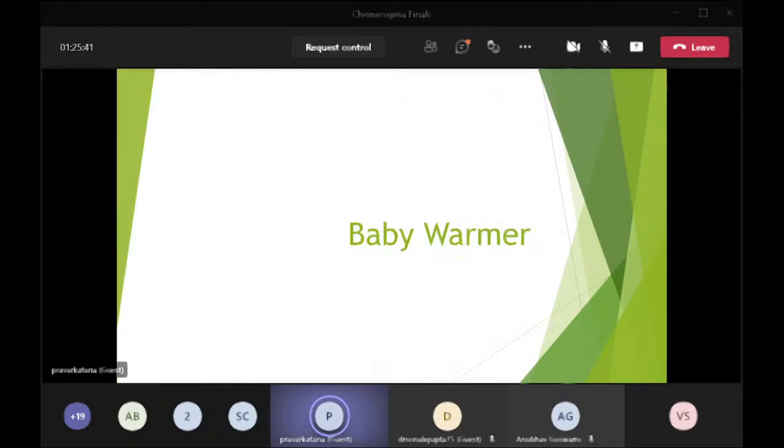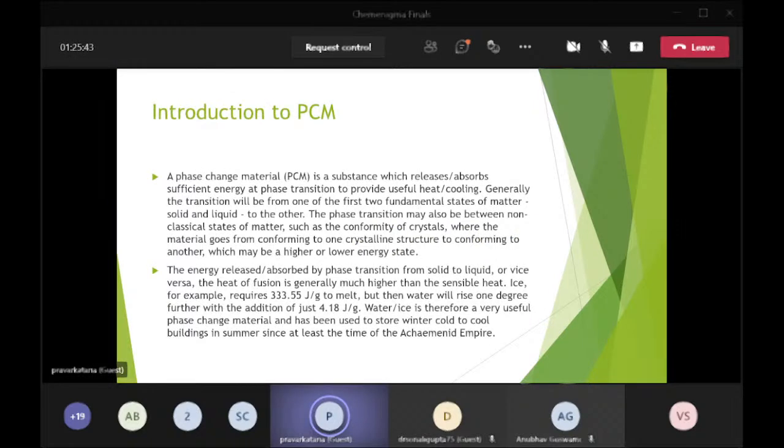Okay, so proceeding to the baby warmer question. This is the basic introduction to phase change material. It could release or absorb energy according to the requirement, and it is used to provide heating or cooling. It can also be used to treat aches by heating bags, and also as an incubator, as mentioned in the question. There are mainly 2 types of this.